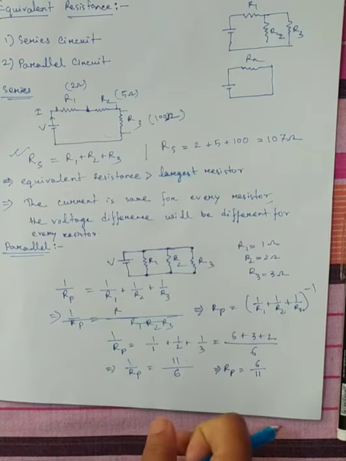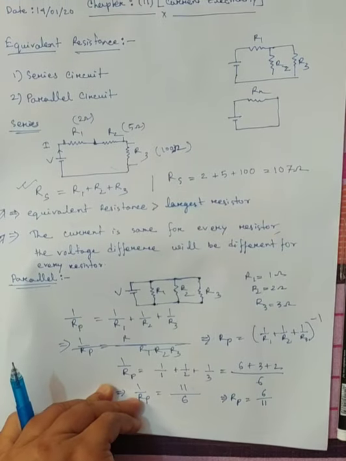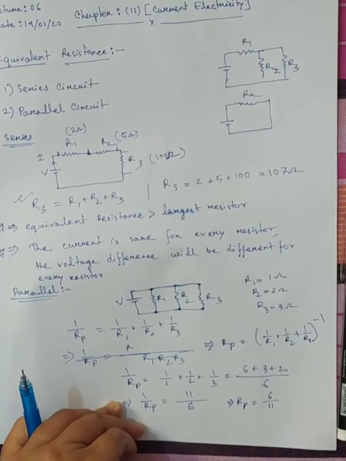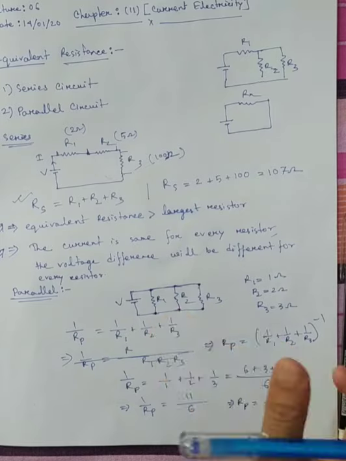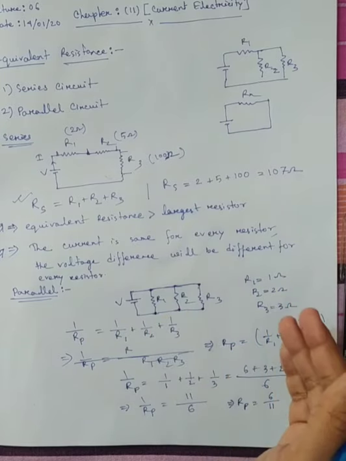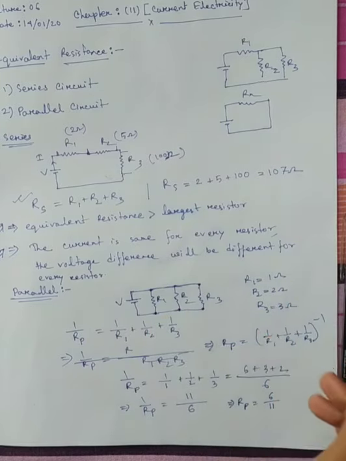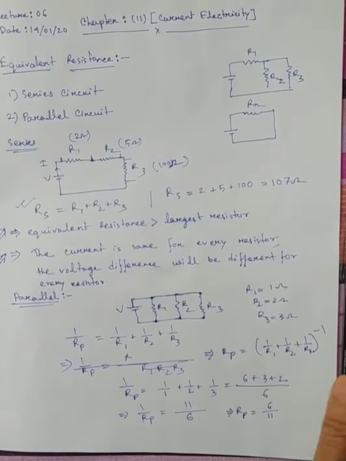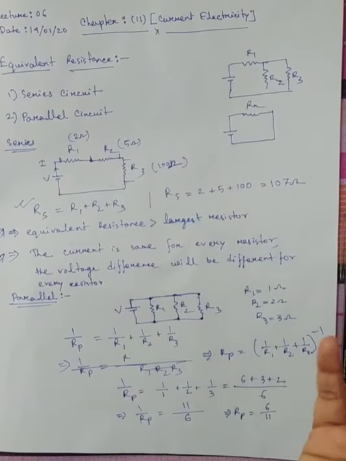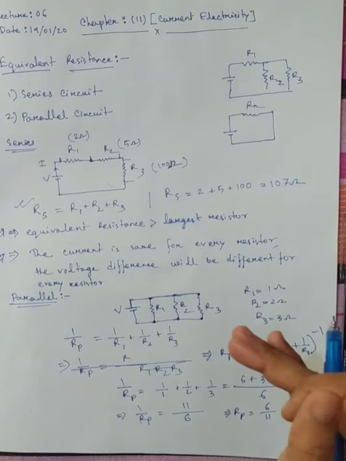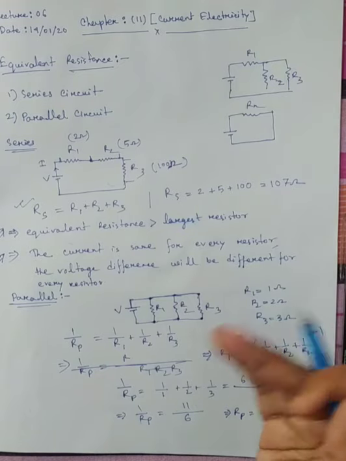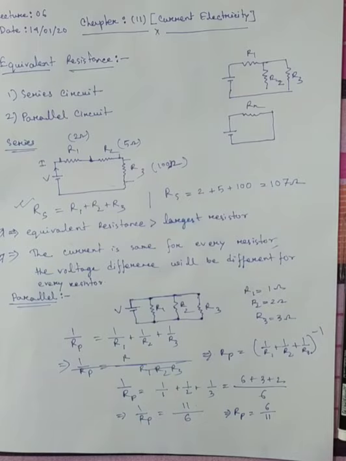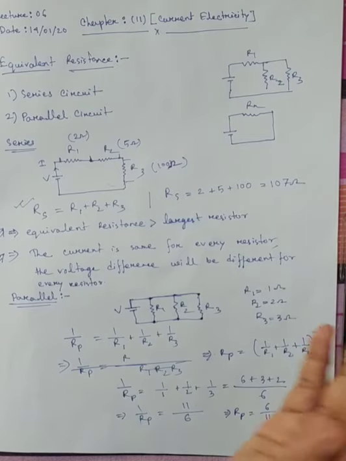So we have known about series circuit and parallel circuit, but in some cases we have to use the combination of both. That means a simple circuit will include both the series combination and parallel combination. So in our next class we will try to discuss some circuits that consist of a combination of both series and parallel resistors.